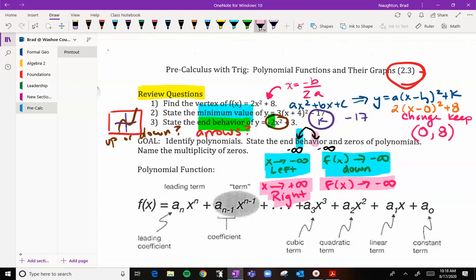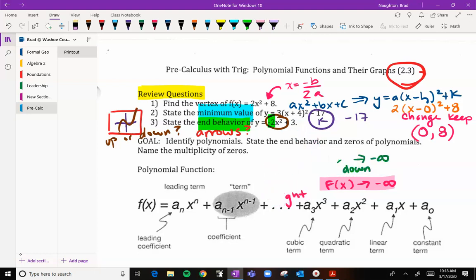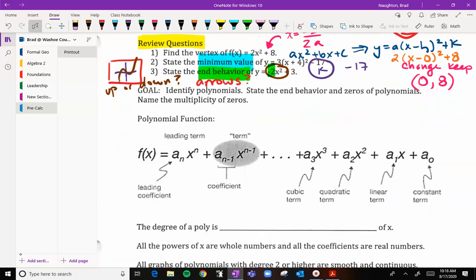This is getting the right mindset for our notes today. So I'm going to erase this. Hit pause if you need to, because I need some space to start talking about our goals and our polynomial functions.